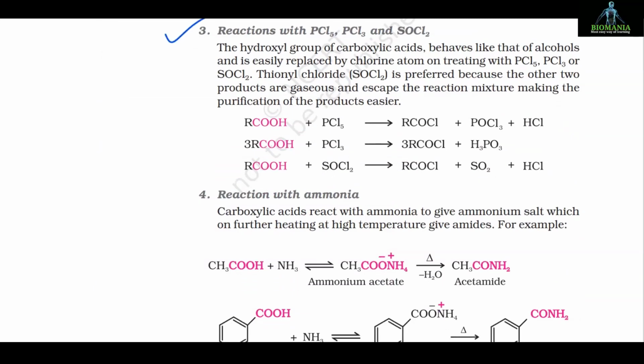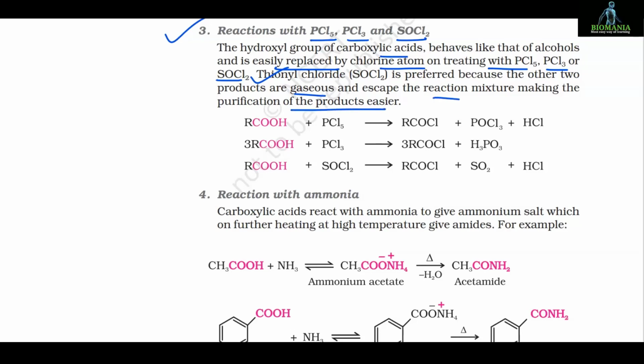Number 3, reactions with PCl5, PCl3 and SOCl2. The hydroxyl group of carboxylic acid behaves like that of alcohols and is easily replaced by a chlorine atom on treating with PCl5, PCl3 or SOCl2. Thionyl chloride, SOCl2, is preferred because the other two products are gaseous and escape the reaction mixture, making the purification of the products easier.